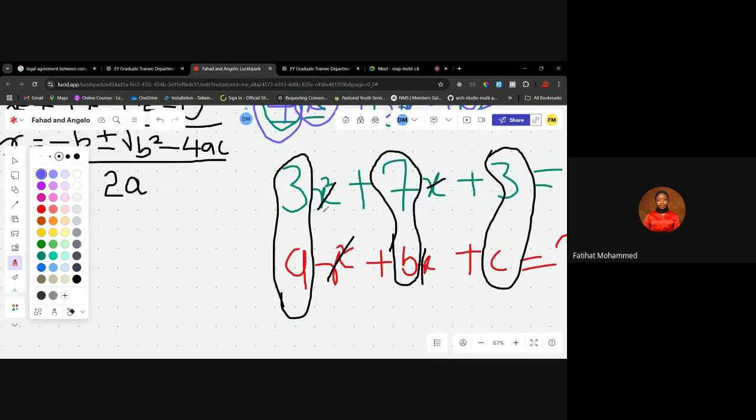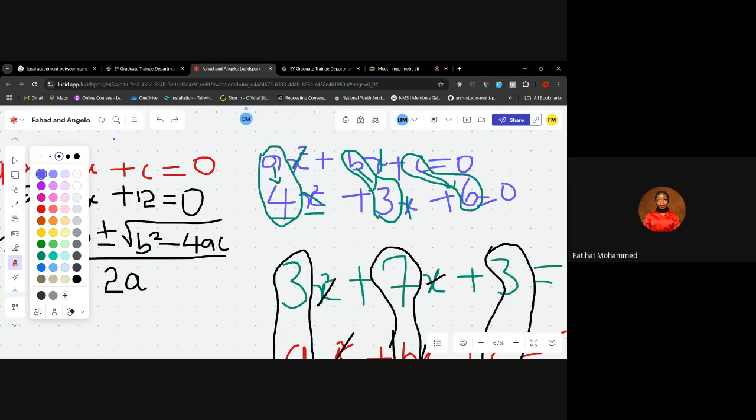Look at the second one too. The coefficient of x square here is 3. The coefficient of x square here is A. So definitely A will be equal to what? 3. Let me show you another way again in case you don't understand that one.